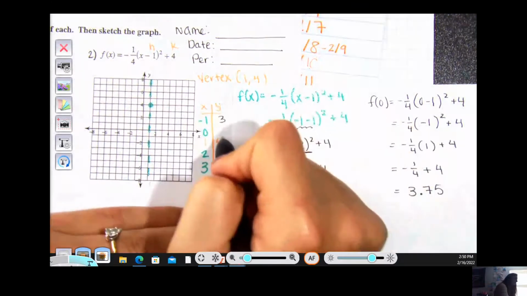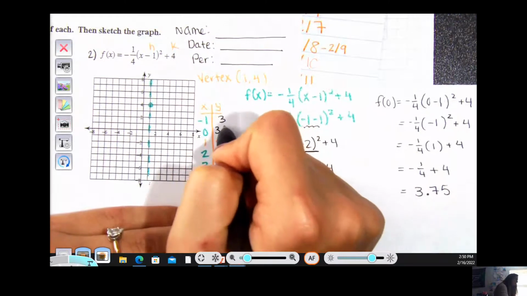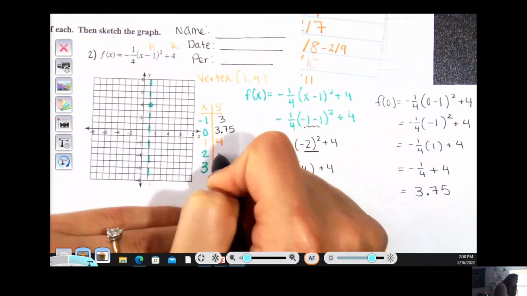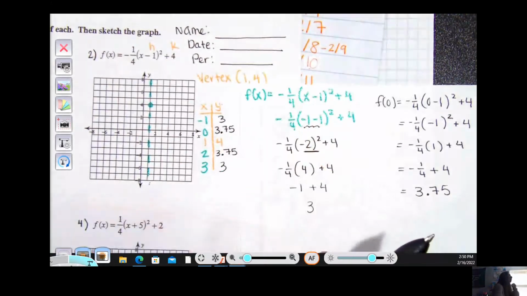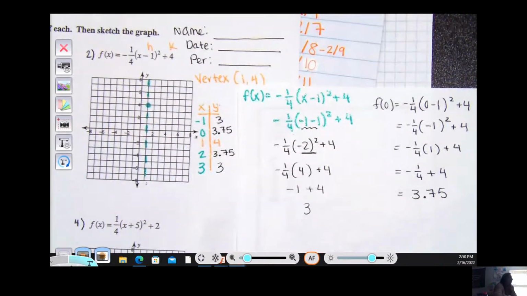So 3.75 goes here. And if you want to leave it as a fraction, then that's cool. If you want to write it as a decimal, that's cool with me too. I don't really care. Because either way, this is estimations. So don't get stressed about where exactly on your graph those values are going to fall. You know, 3.75 is going to be somewhere between 3 and 4. It's going to be closer to 4, but don't stress where it exactly needs to go.